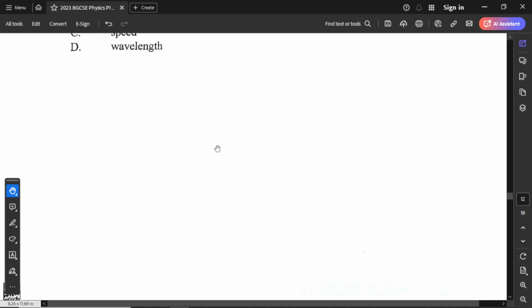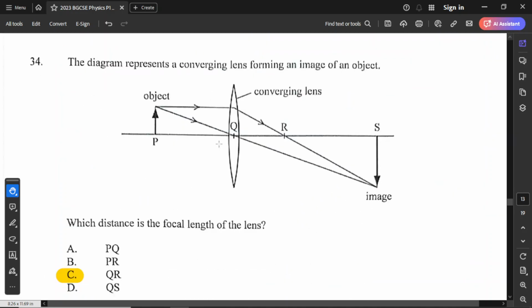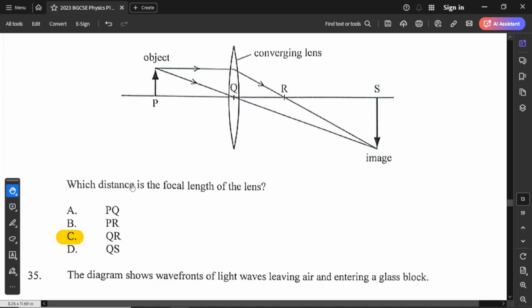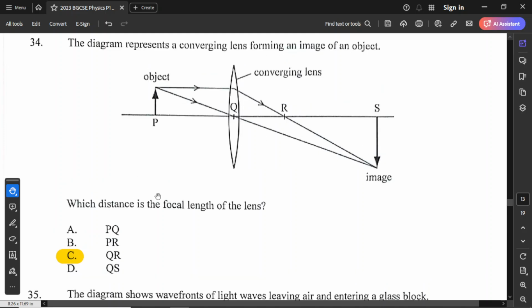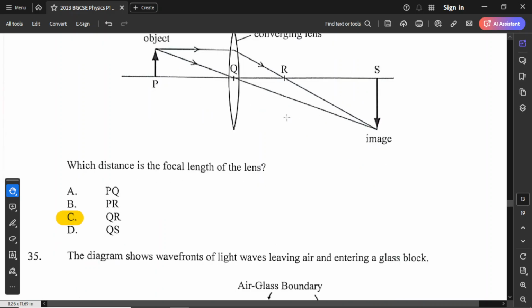All right. So let's jump into question number 34. Question number 34 says a diagram presents a converging lens forming an image of an object. It asks which distance is the focal length of the lens, and this is definitely from the center of the lens to where you have the intersection of the refracted ray. All right, and so therefore from Q to R is the correct answer. So QR is the correct answer.